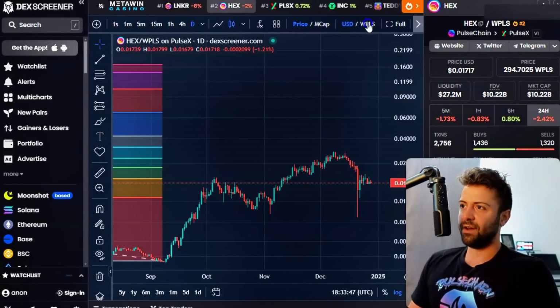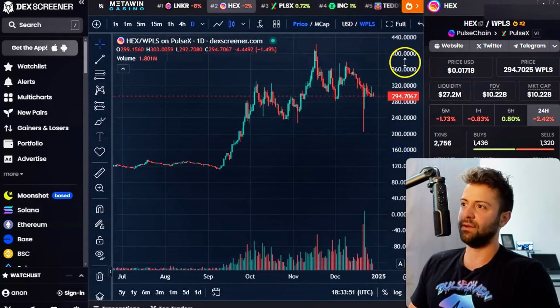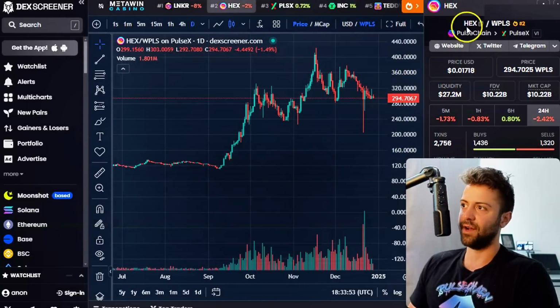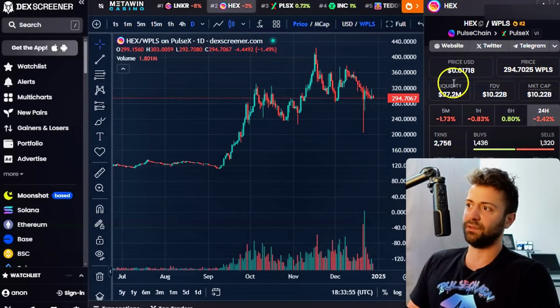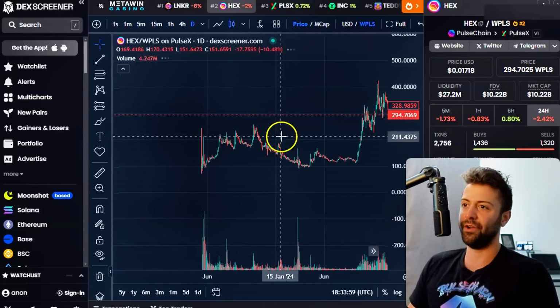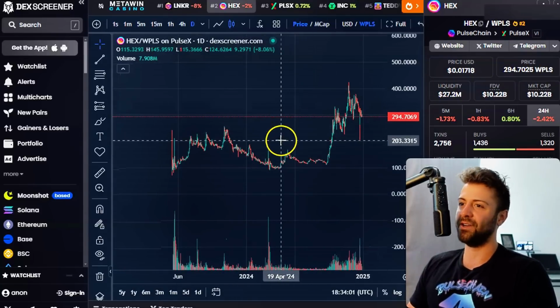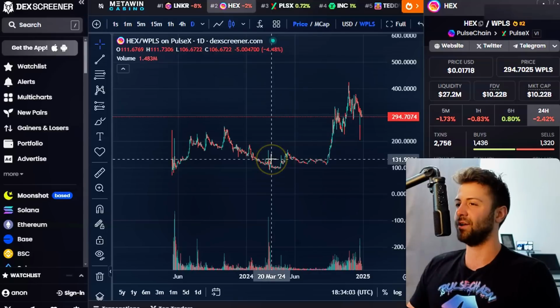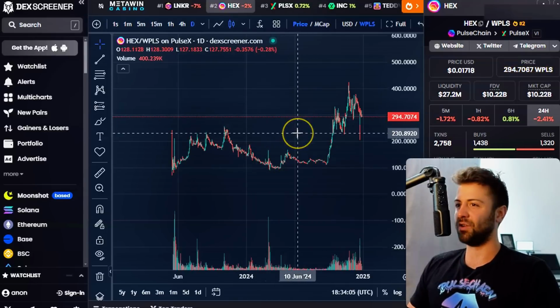Remember, just click this button up here. For example, if you wanted to see HEX in Pulse terms, right? HEX is now worth about 300 Pulse. But where will this ratio go? You could draw lines on charts like we all do. We all try to predict the future by drawing support and resistance lines and making triangles and shapes. But nobody has a crystal ball.